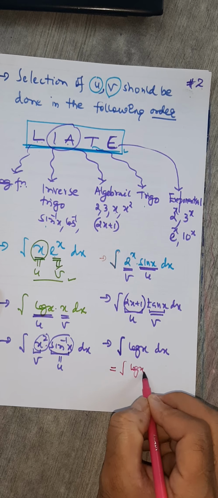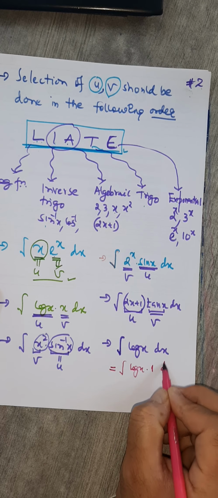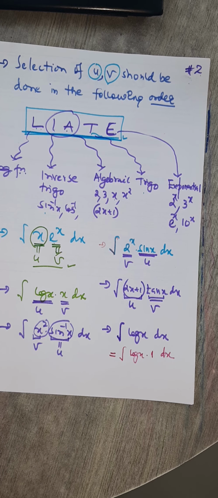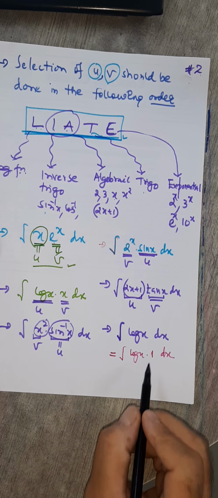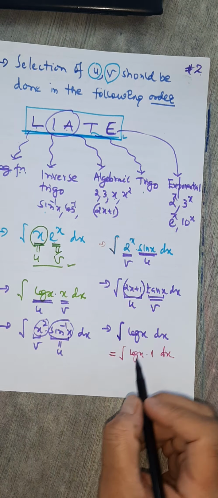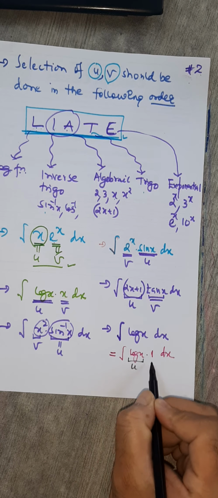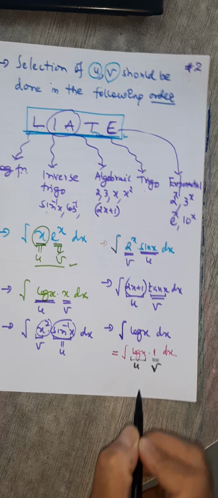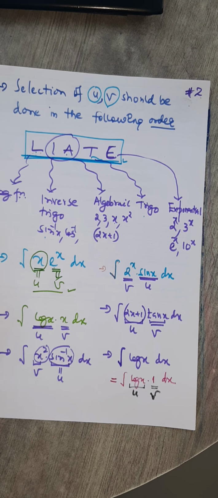I'll write log x into 1. If you have a single function and you want to integrate, you can write it into 1 and you can do it by parts. Now tell me, this is a combination of which two functions? Log function and constant, meaning algebraic. So which occurs first? Log function. So this should be your u and this should be your v. So this way you can use integration by parts. I hope this is clear to you.